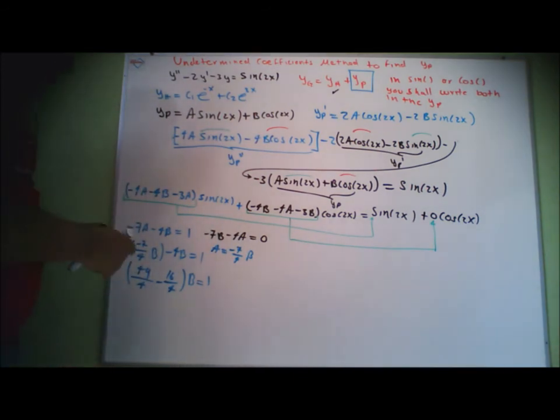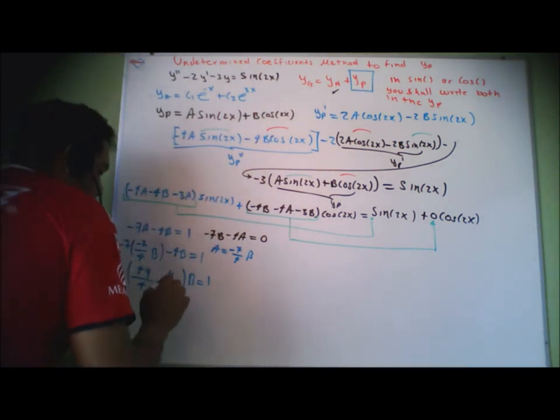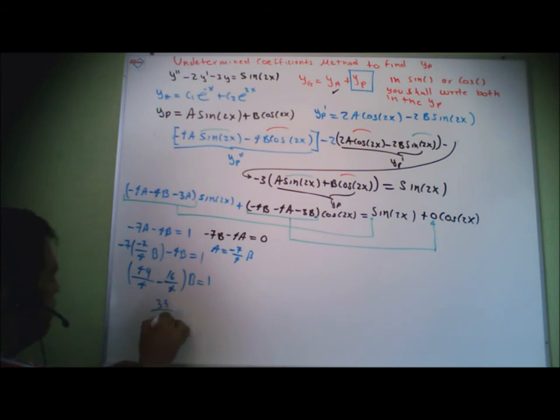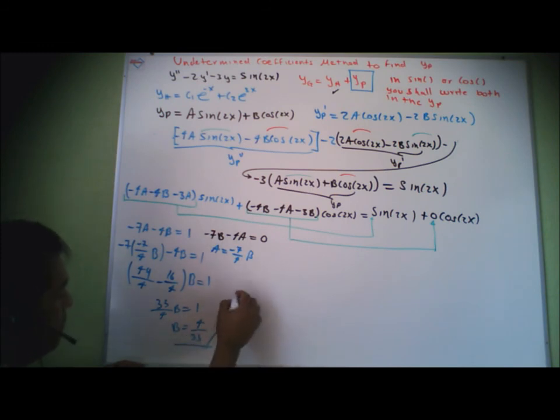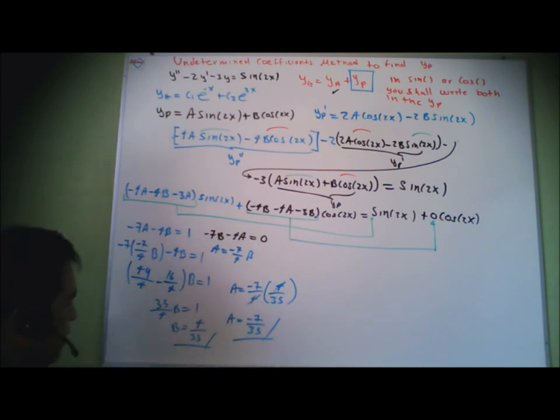33. So this is 33 over 4b equal to 1. So b is equal to 4 over 33. So we got the value of b, and the value of a happens to be minus 7 over 4 times 4 over 33. So the 4 cancels, and the value of a is minus 7 over 33. Okay, we have calculated the values of a and b.